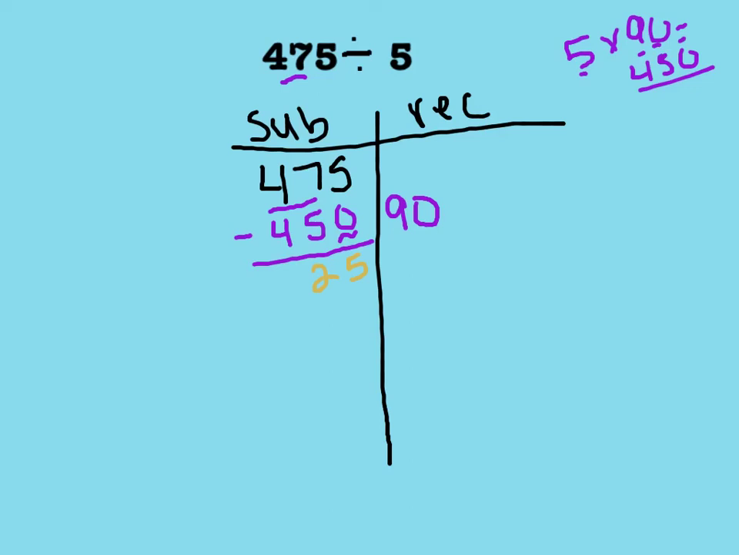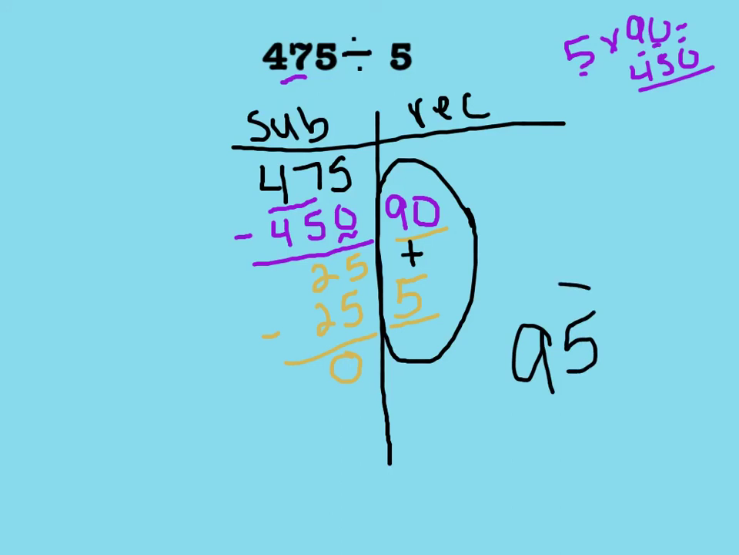Well, let me do my multiples of 5 again. 5, 10, 15, 20, 25. I can subtract 25 from 25, and that is 5 times 5, and that's 5 groups of 5. And when I subtract, I get 0, so I'm done. I have no more numbers to subtract. Now I need to come to my record side and add up my groups. So 90 plus 5 is 95. And that is my answer.